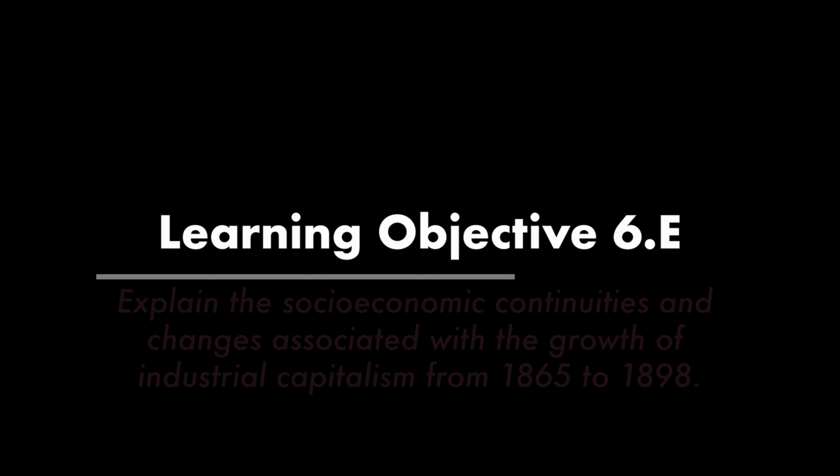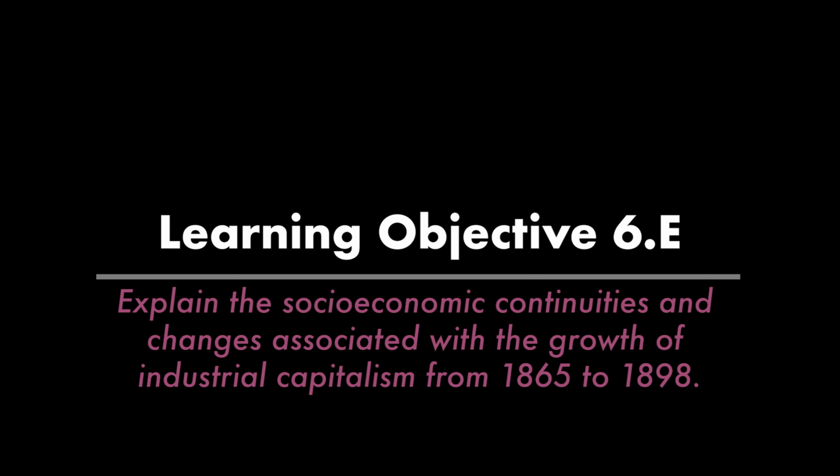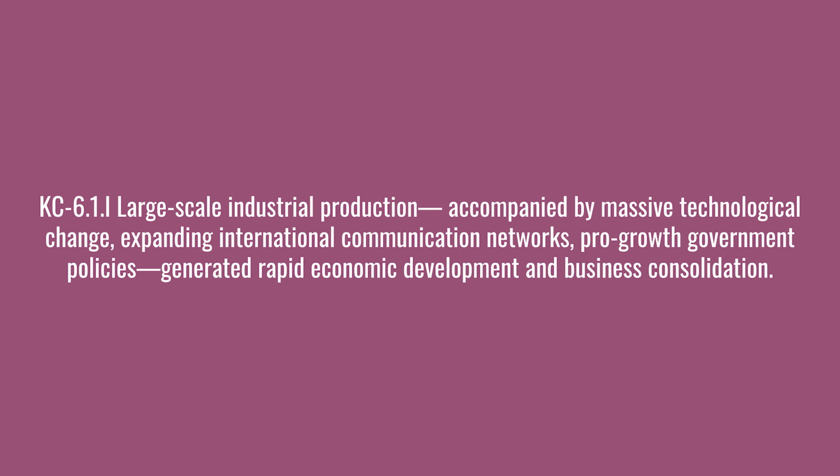There is one learning objective, and that is explain the socioeconomic continuities and changes associated with the growth of industrial capitalism from 1865 to 1898. The first key concept says large-scale industrial production, accompanied by massive technological change, expanding international communication networks, pro-growth government policies, generated rapid economic development and business consolidation.